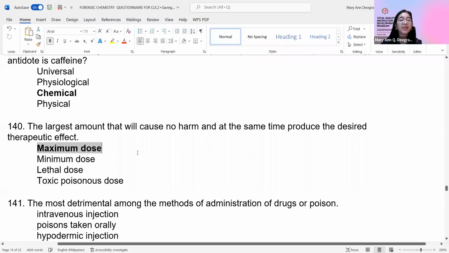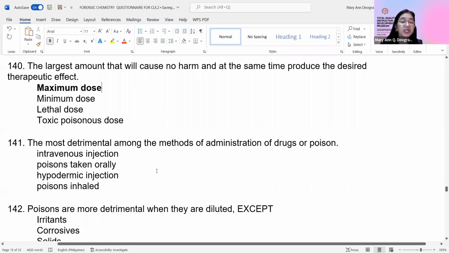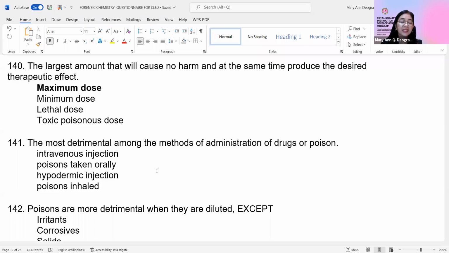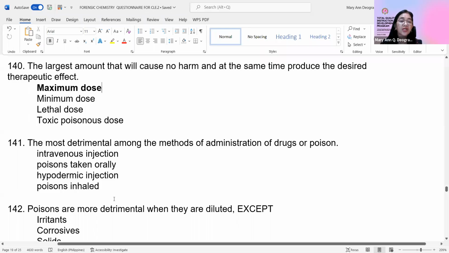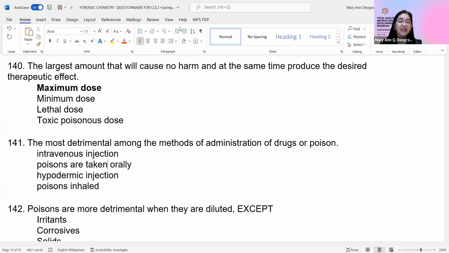The most detrimental among the methods of administration of drugs or poisons, is it A, intravenous injection, poisons are taken orally, hypodermic injection, and then poisons that are inhaled? Which of the following is the most dangerous? Okay, intravenous because that's through the veins. Hypodermic is through the skin.